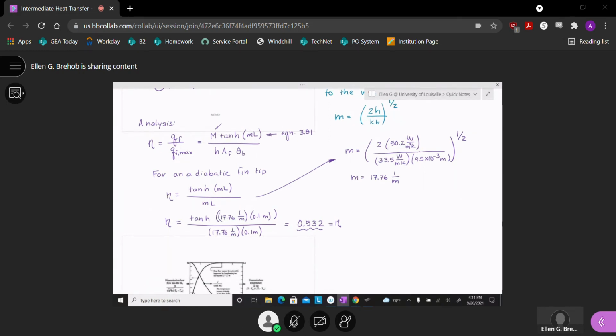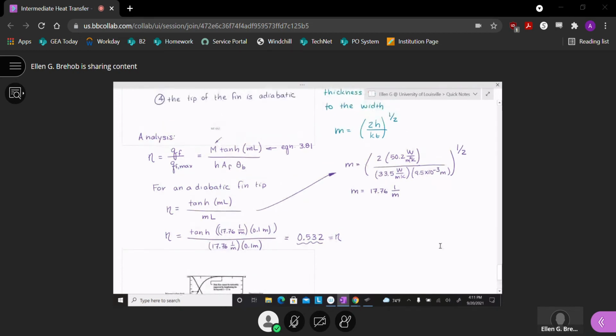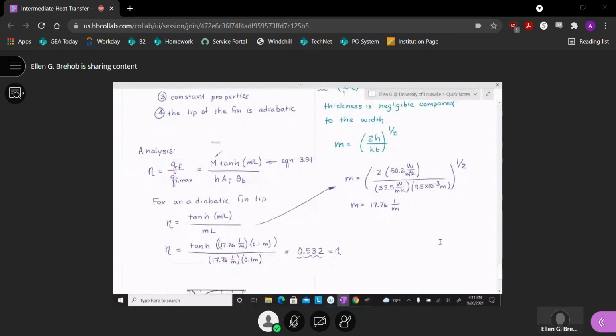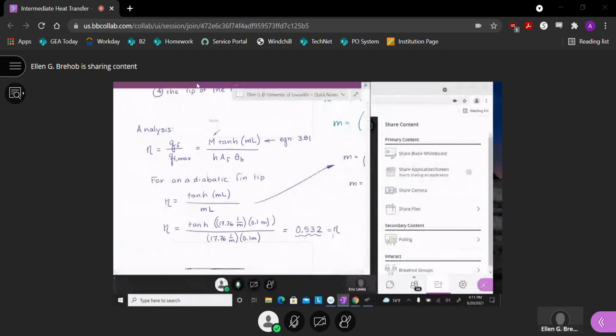It doesn't have to be 95%, because that probably means we made the fin too long, and that last bit we're not getting some efficiency out of, but 50% might be a little bit on the low side. Okay, the next thing it asks is to find fin effectiveness.